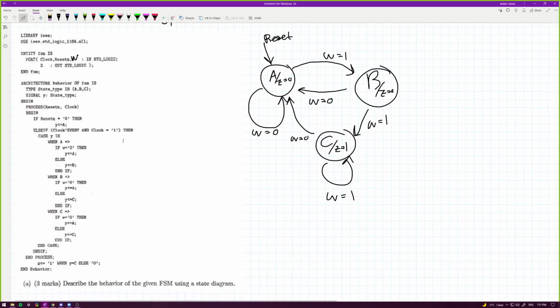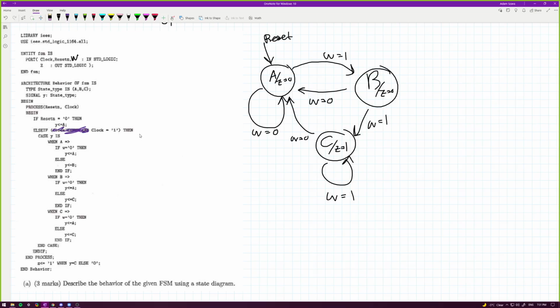What would it be if it was falling edge? You'd set it to zero here. Put clock equals zero. Yeah, no problem. What if it's level triggered? Then you wouldn't have the clock event, right? It would just be clock equals one.